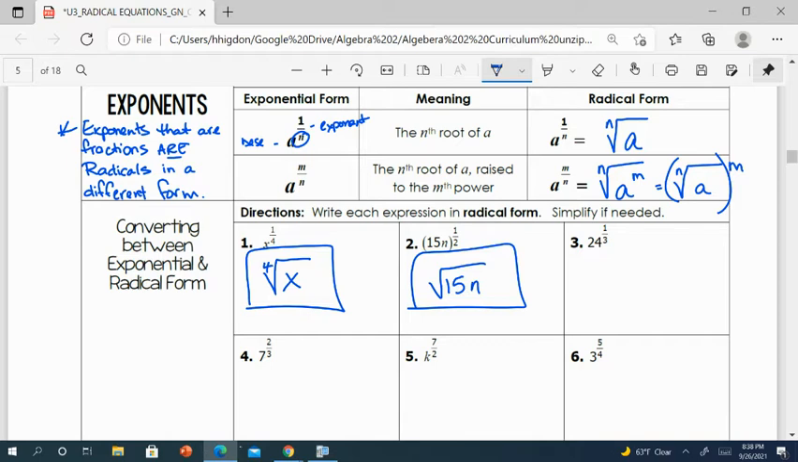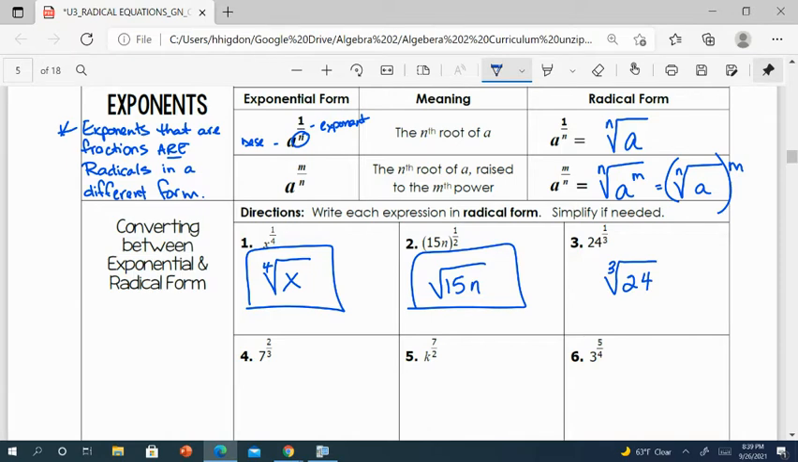On number 3, again, the numerator is a 1. So we're going to put that 24 underneath that radical. The denominator is a 3, and there's my index. Now, this one we can actually simplify. The first two we could not. The square root of 15 is not going to simplify, n is not going to simplify, and the 4th root of x is not going to simplify. But the cube root of 24 can.